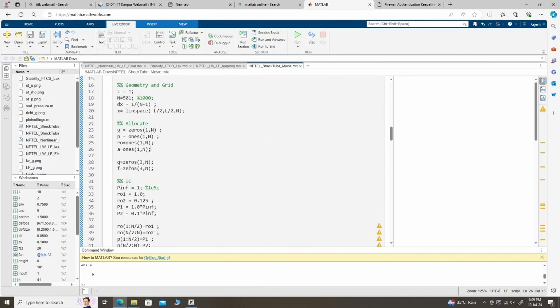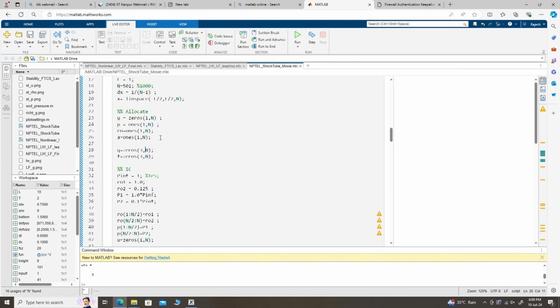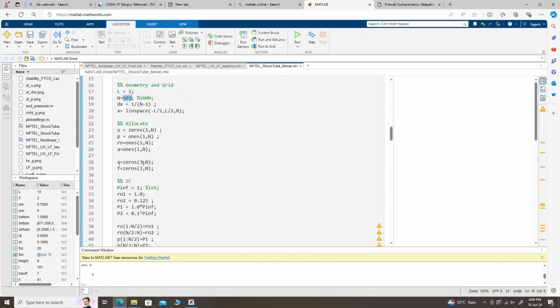I am allocating, so I have defined this in primitive variables u, p and rho. R is my density and a is basically my speed of sound. And q and f, as I was telling you, are vectors and all three will be updated at the same time. So, its array size is 3 cross n, where n is the number of grid points. Similarly, flux is an array of 3 cross n.